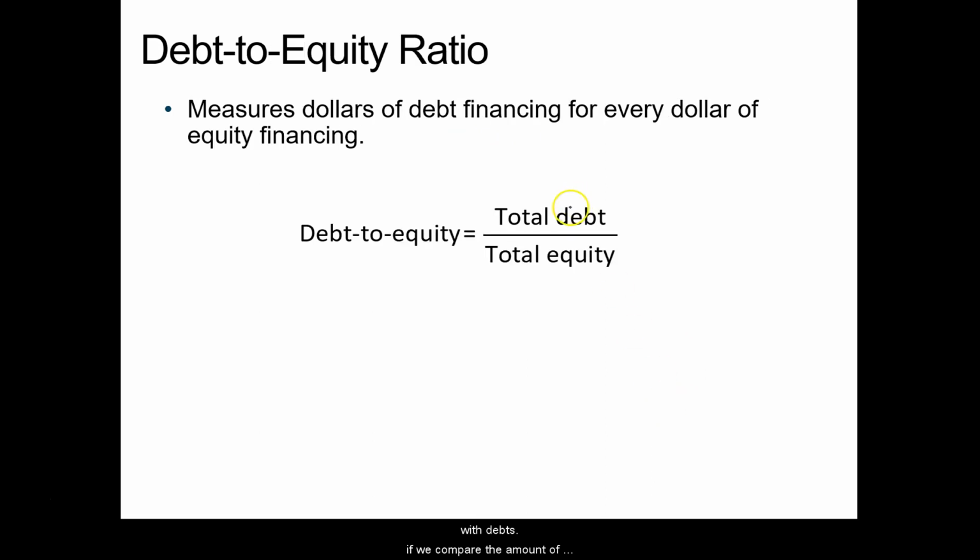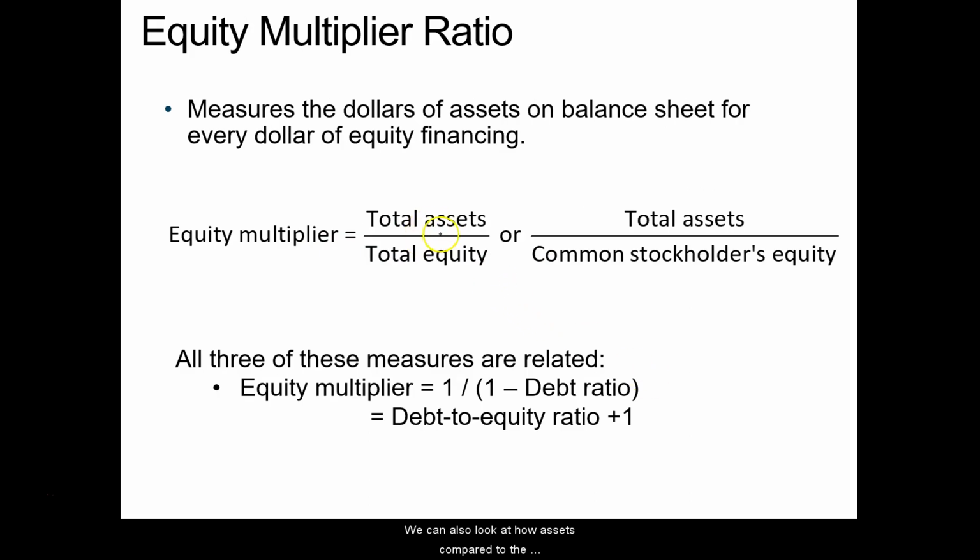If we compare the amount of debt with the amount of equity this company has, that's the so-called debt to equity ratio. We can also look at how assets compare to the equity, or say how many times the asset is over the company's equity. This is called the equity multiplier. So if a company has 1 million equity but 5 million total assets, you can think of that as total assets being 5 times the total equity, and of course the other 4 million is provided by debt holders.